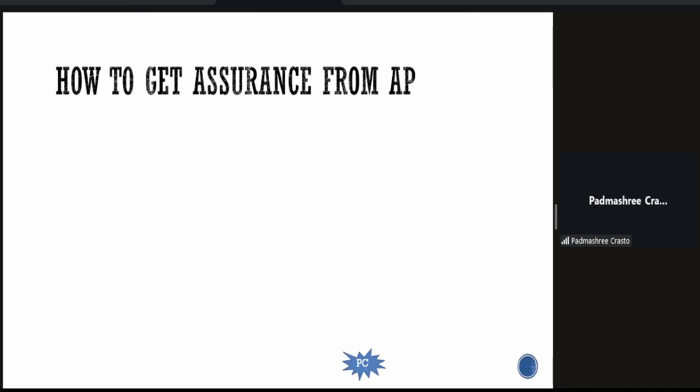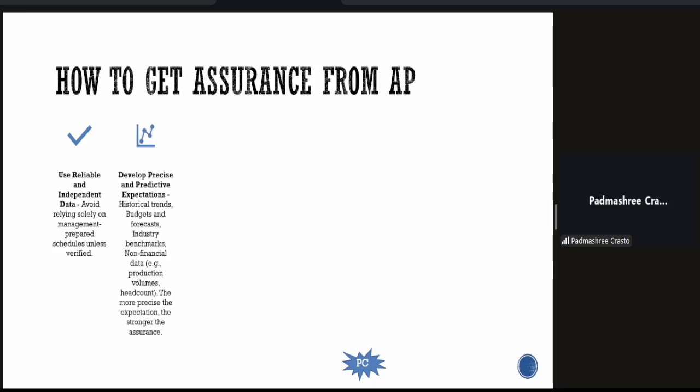Now, how to get assurance from analytical procedures? We all do analytical procedures, as I mentioned quite twice, thrice. We're not getting adequate assurance from analytical procedures because we are not doing it the right way, or we are not completing the analytical procedure. So use reliable and independent data. Avoid relying solely on management prepared schedules unless verified. So the more the external data, the more the reliability, right?